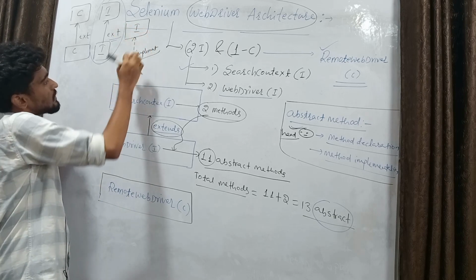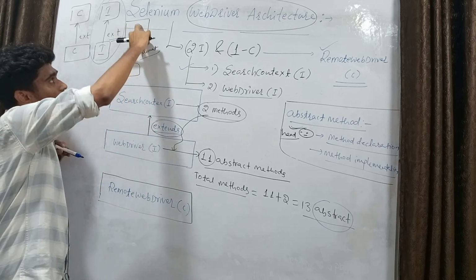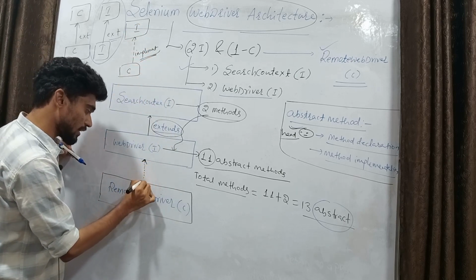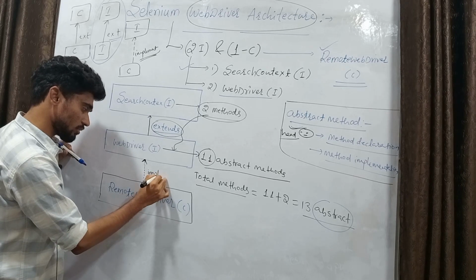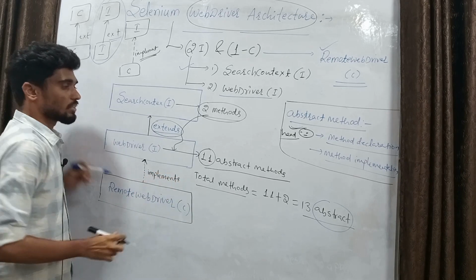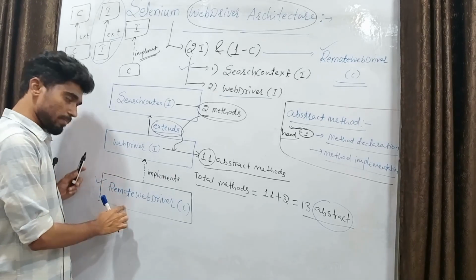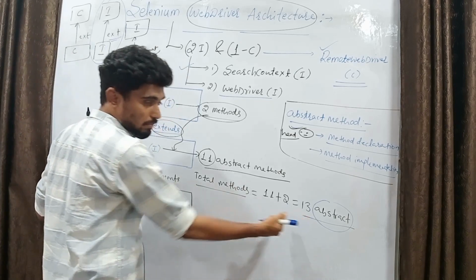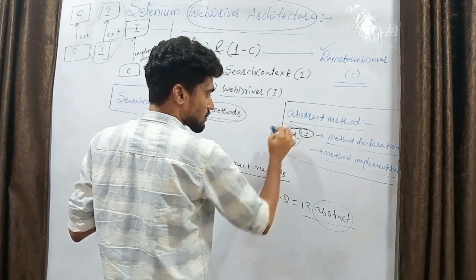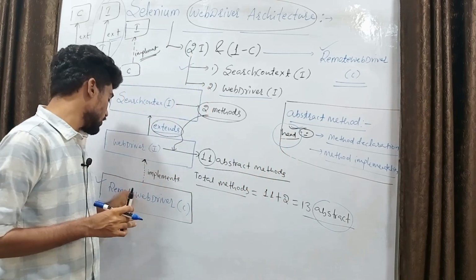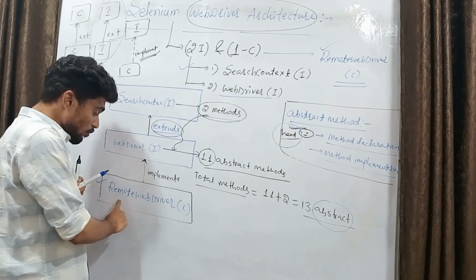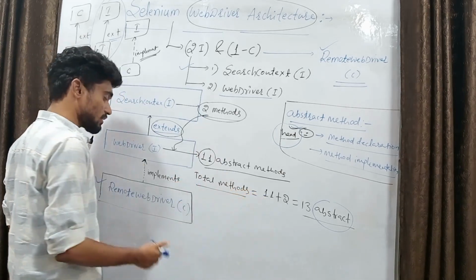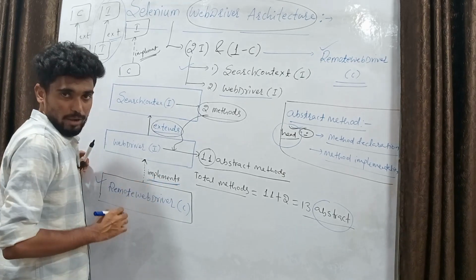Now again, look here. Since an interface is here and a class is here, the types are different, so they can implement. With your permission, can I write the implements keyword, guys? Very good. What is the purpose of this RemoteWebDriver class, sir? As I told you, the WebDriver interface contains 13 abstract methods, which have only head, no body. This RemoteWebDriver class will provide the body for all these 13 abstract methods by using the implements keyword.